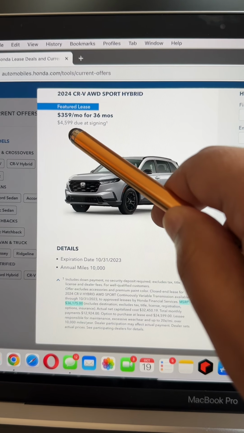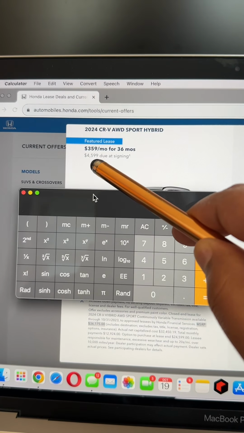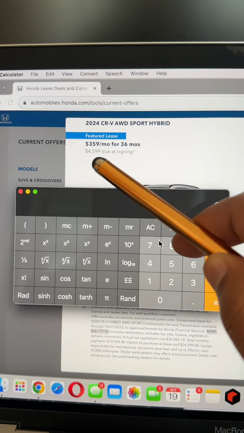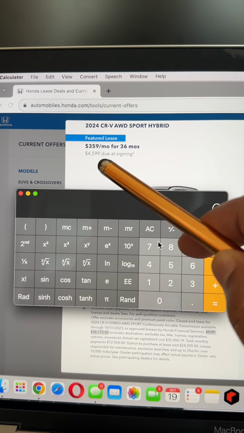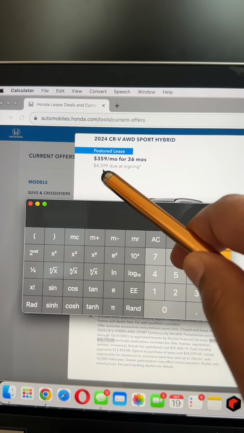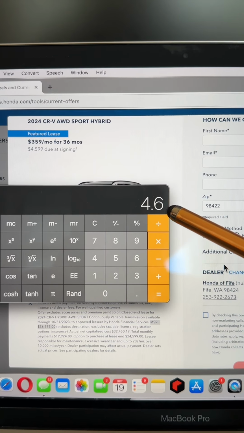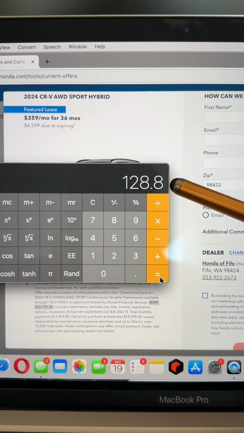Well, guess what? I don't want to put $4,599 down. I want to roll this money that's due at signing into the lease payment. So for each $1,000 that I roll into the monthly payment, my monthly payment is going to increase by about $28 a month. And since this lease is essentially asking for $4,600 down, what I'll do is take 4.6, which signifies the $4,600, and multiply 4.6 by 28, which gives me 128.8.